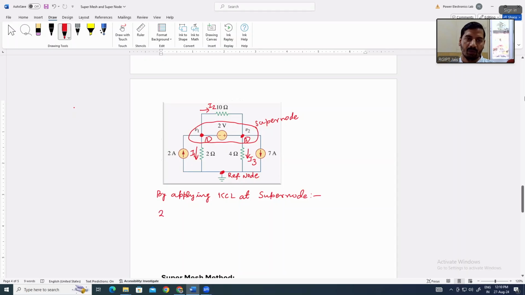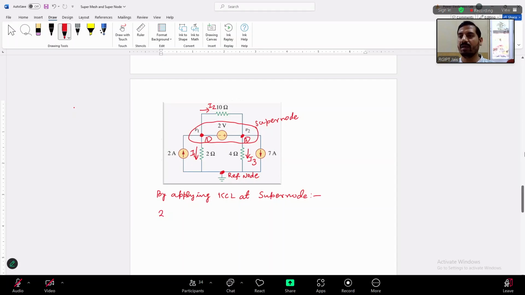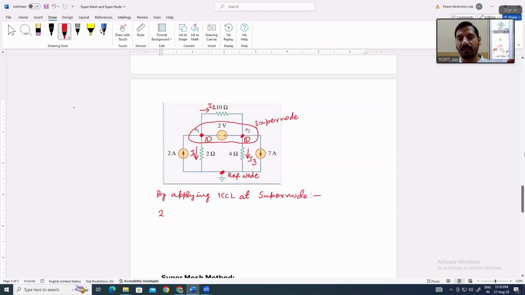With the passive sign convention, we take incoming current as positive and outgoing current as negative, or you can simply write incoming current on one side and outgoing current on the other side of the equal sign. The only incoming current to the node is 2 ampere, and the outgoing currents are I1, I3 and 7. So 2 is equal to I1 plus I3 plus 7. It means I1 plus I3 is equal to minus 5.